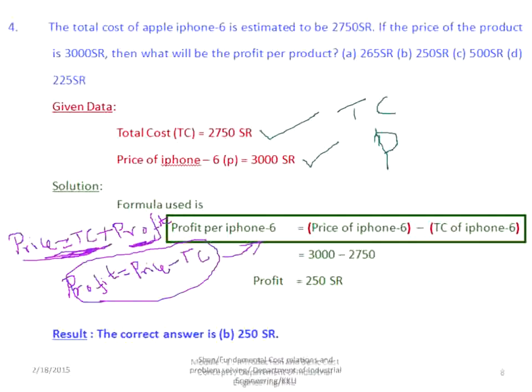So here, price of iPhone minus total cost of iPhone. Price of iPhone is given as 3000. Total cost of the iPhone is given as 2750. Therefore, the difference is 250 Saudi Riyal. This is the profit. Okay, so answer B is correct. Yeah, answer B is correct. So this is the correct answer. Okay, hope you understood.